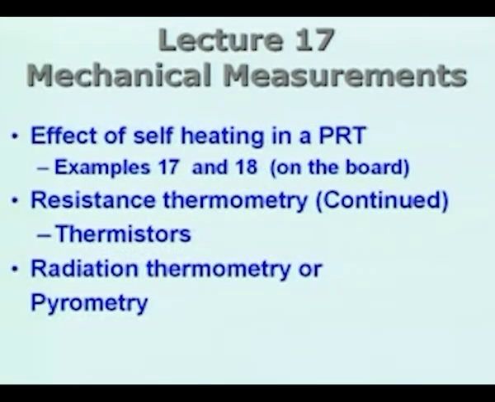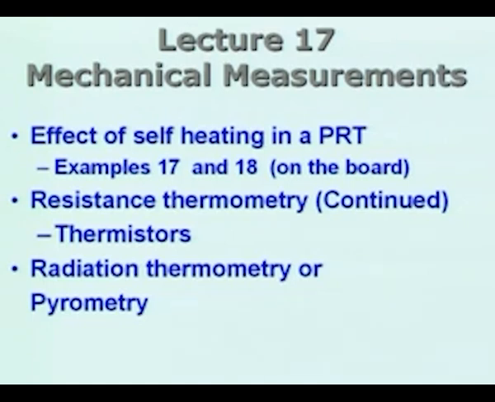So, this will be lecture number 17 in mechanical measurements. The discussion will continue from the previous lecture, where we were talking about the platinum resistance thermometer, how to make measurements using the same. We talked about both the 3-wire and the 4-wire arrangement for compensating the lead wire resistance. So, in the present lecture, what I will try to do is to take up 2 examples. One of those examples is going to indicate how self heating of a PRT, because we are passing a current through that, is going to affect the measurement.